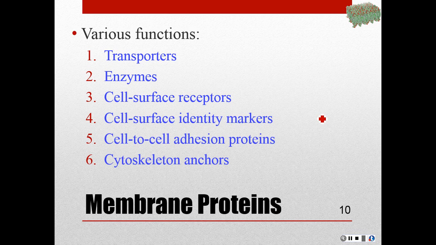Then we have the cell-to-cell adhesion proteins. They use these specific proteins to keep themselves together. They're going to glue themselves together. Some are going to adhere by forming temporary interactions, whereas others have a permanent bond.